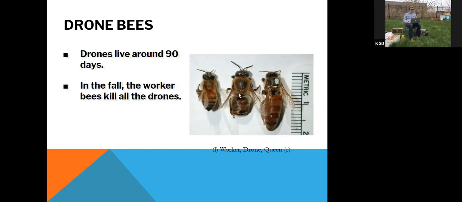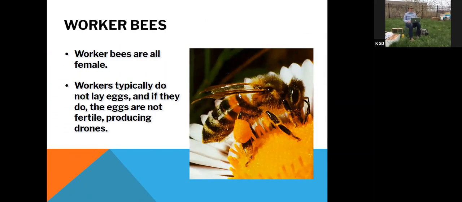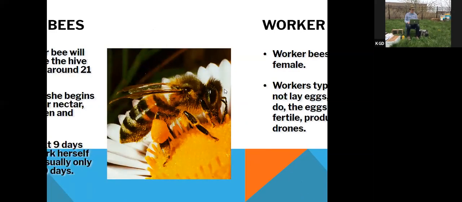Moving on to worker bees. Next slide. Worker bees are all females. As I mentioned earlier, they typically do not lay eggs, but they do most of the work of the rest of the hive. They do all of the functions. So let's highlight those. Go to the next slide.